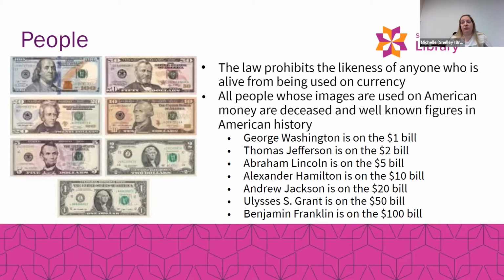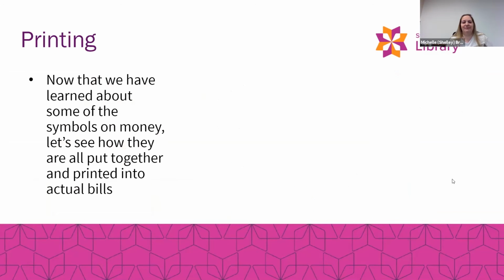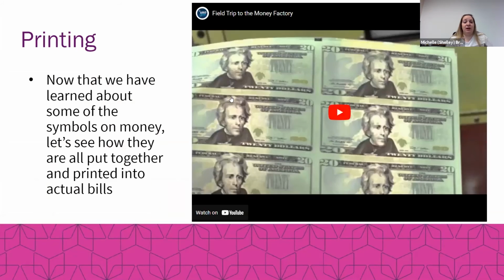But I think it would be really cool to see a woman on a bill. And she is definitely a well-known figure in American history. So I think that would be really, really neat. So we'll have to keep watching and see if that happens. All right, so now we've learned about symbols on money. So we're going to see how they're actually printed.